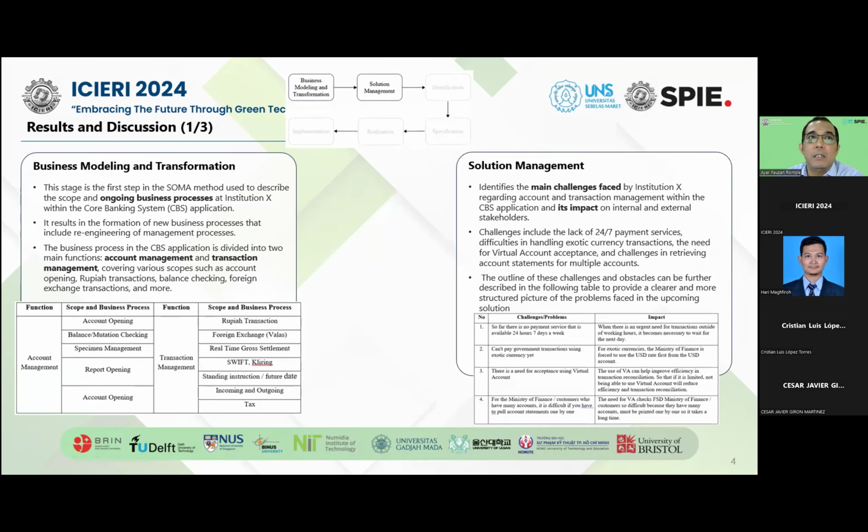The first stage in the SOMA method involves describing the scope and the ongoing business processes within the core banking system at Institution X. This results in re-engineered management processes. The CBS application, particularly the ATM modules, is divided into account management and transaction management, covering activities like account opening and foreign exchange transactions. The aim is to enhance operational efficiency through the re-engineered process.